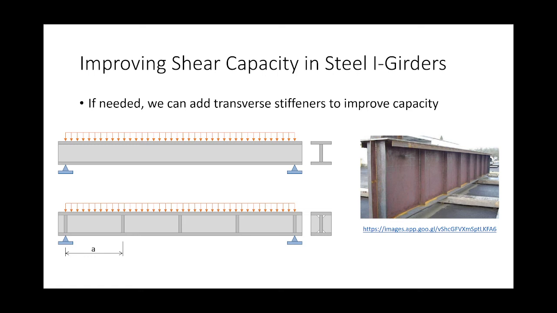One is to resist, or increase, the section's capacity against shear, and the second is to serve as a means for connecting cross frames or diaphragms or what have you. But those are the two real big purposes.